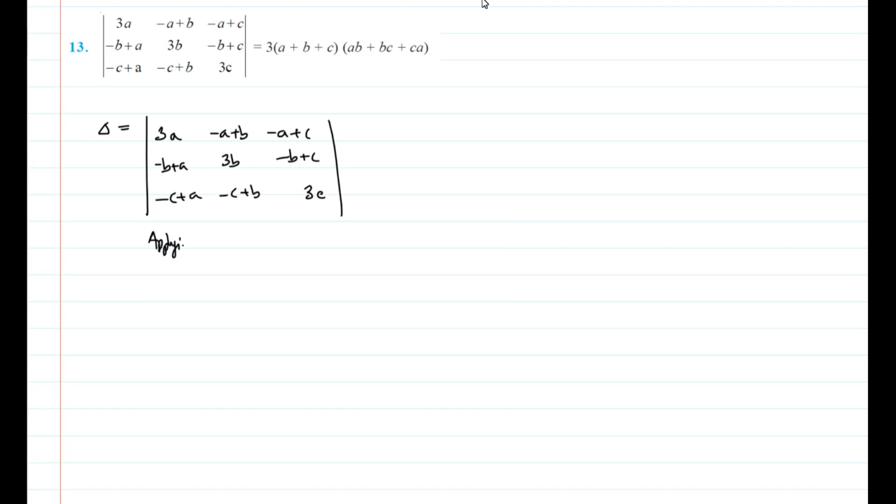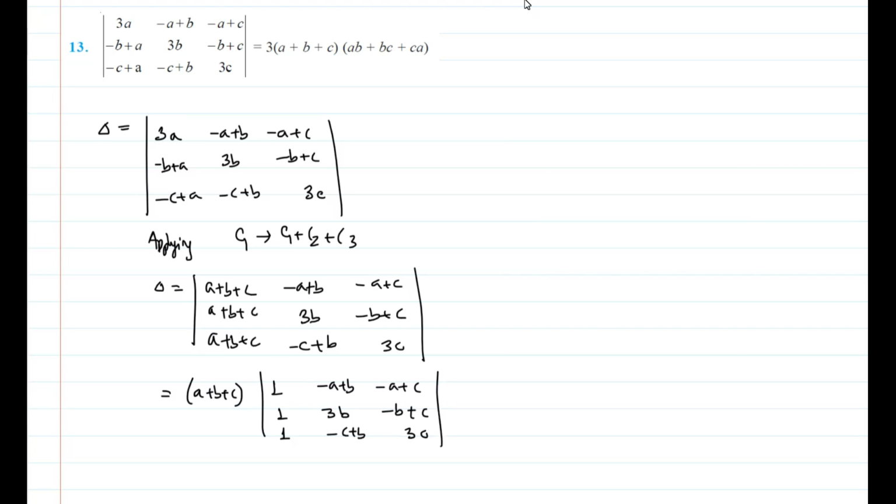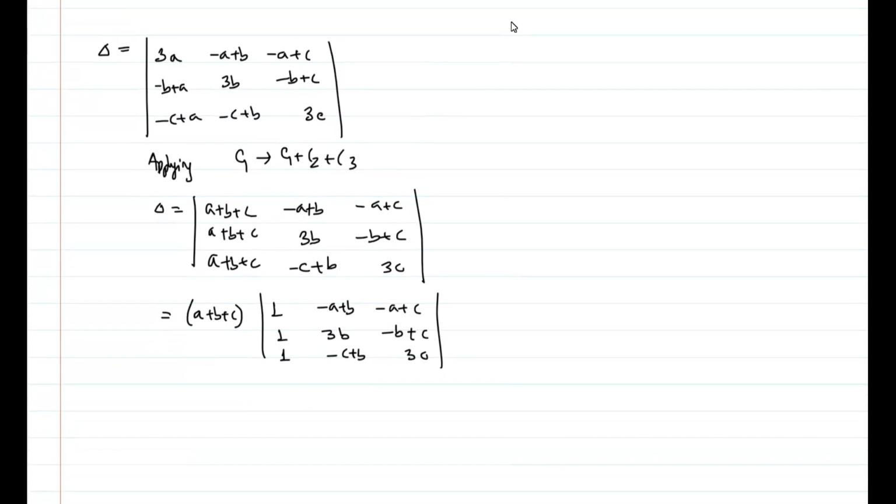So applying C1 to C1 plus C2 plus C3, the problem is designed this way. We are getting a plus b plus c. So now we can easily take a plus b plus c common out of column 1. Once you have all the 3 elements in column 1 to be 1, you can make any 2 of them 0 to simplify the determinant to the farthest possible extent, and that is what we'll be doing here. I'll be making the elements of row 2 and row 3 to be 0. So I'll be transforming row 2 to row 2 minus row 1 and row 3 to row 3 minus row 1.